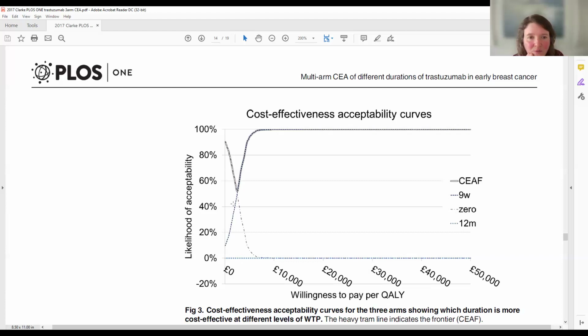So this one went up to be expected up here. And we had the 0, which started off the best if you didn't want to spend any money, and then went down. So the cost effectiveness acceptability frontier is the top bit of this all the way along. So this is all 3 arms together on a curve. Does that make sense?